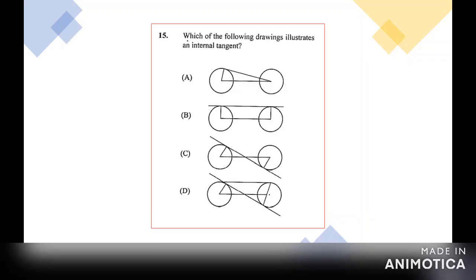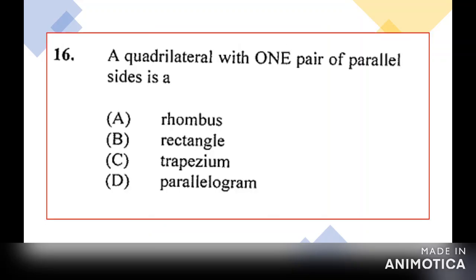Which of the following drawings illustrates an internal tangent? The answer would be C. D does internal and external, and they ask for just internal tangent. So the answer would be 15C. A quadrilateral with one pair of parallel sides is called a trapezium. Google trapezium, you will see how it looks. Trapezoid, I think. Trapezium.